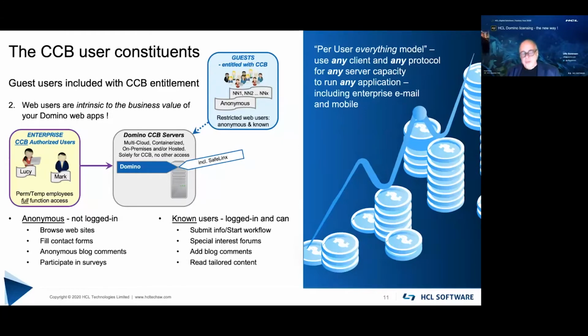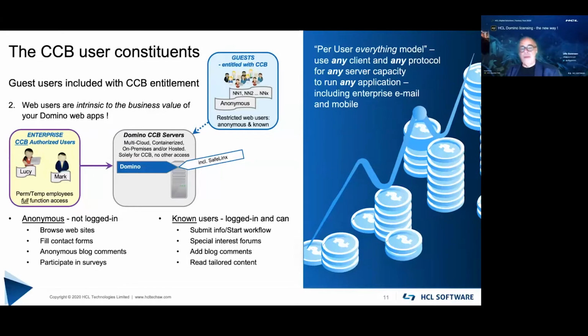So we decided to include with the CCP license your ability to run websites, so have anonymous users browse websites, have them fill contact forms so they actually become more known users, support anonymous blog comments, participate in surveys, and so forth. So general anonymous web use is included with the CCP license. You do not need to pay any additional things to do that.